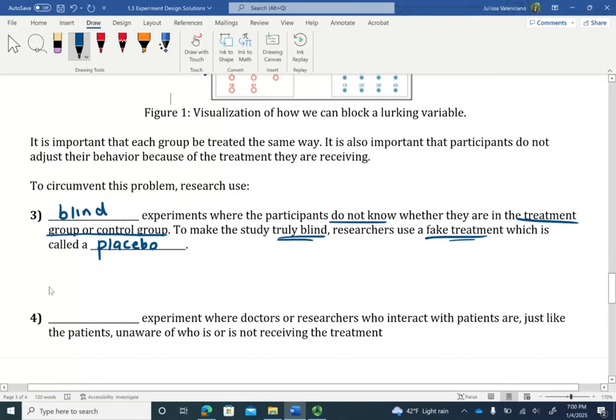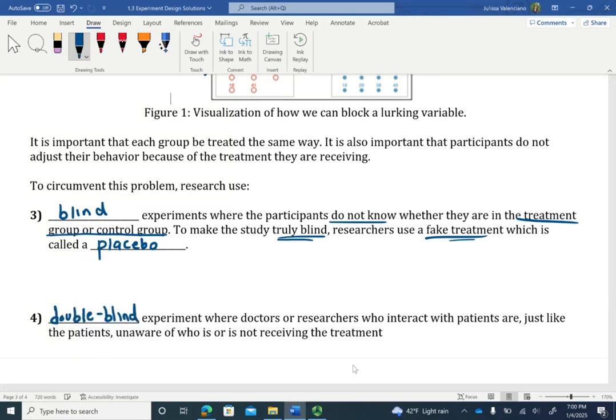Now, another option is to use what we call a double-blind experiment. This is where both the doctors or the researchers and the patients are unaware of who is or is not receiving the treatment. Okay? So again, neither the researchers nor the patients know whether they're in the control group or the treatment group. This is what we call a double-blind experiment.